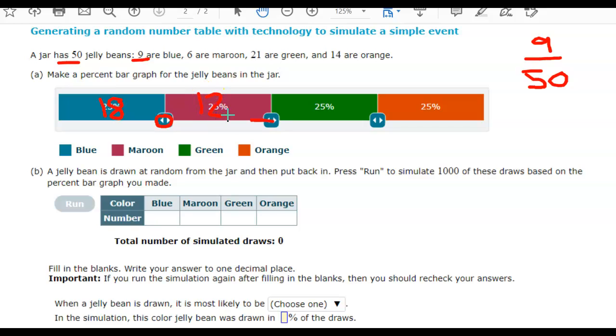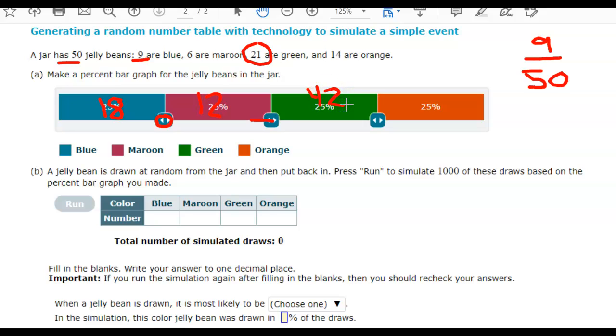We're going to do the exact same thing with the green jelly beans. Now that's 25 divided by 50. So hopefully you guys know right off the top of your head. Oops, did I say 25? I did, so I kind of messed up there. So it's going to be 21. So we'll do 21 divided by 50. And 21 divided by 50 is going to give me 42%. Okay, so this section here needs to be 42%.